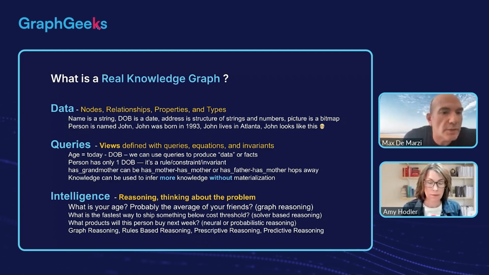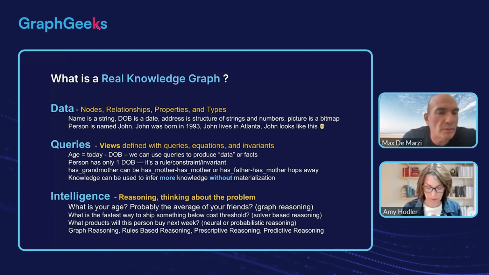So it changes all the time. It changes whenever we query the data for that answer. A person has one date of birth. That's a rule, a constraint, or invariant we can add to our system. You can say, well, a person has a grandmother if it has a has-mother relationship in a row, or has-father, has-mother, 2 hops away. Either one will work for having a grandmother.